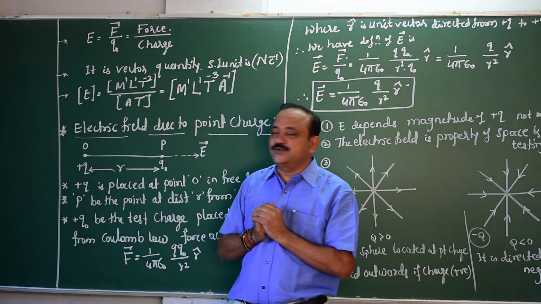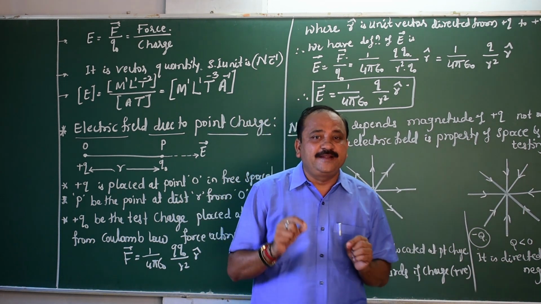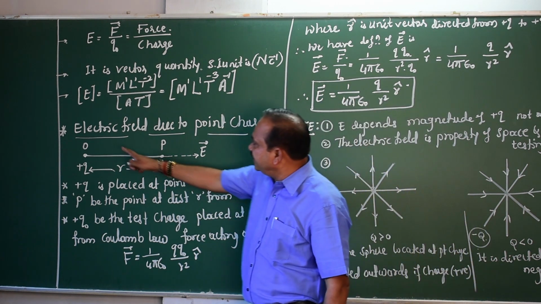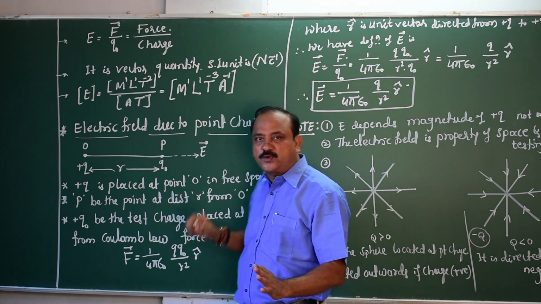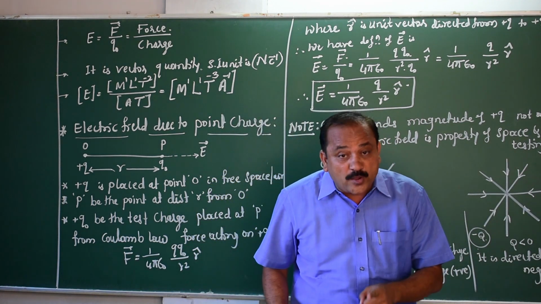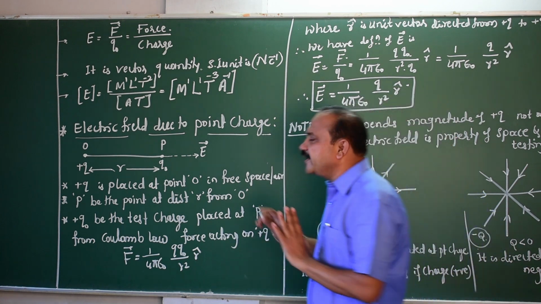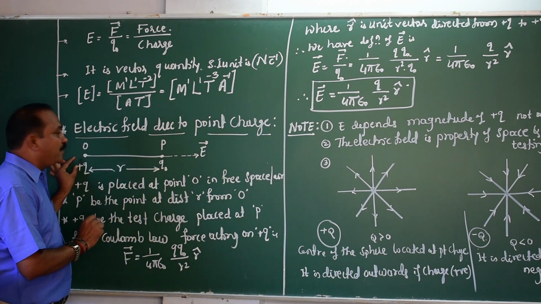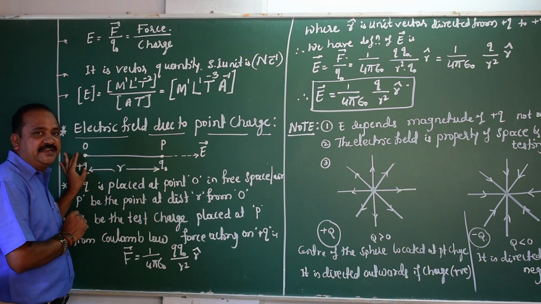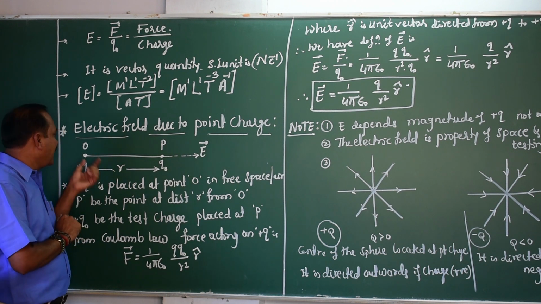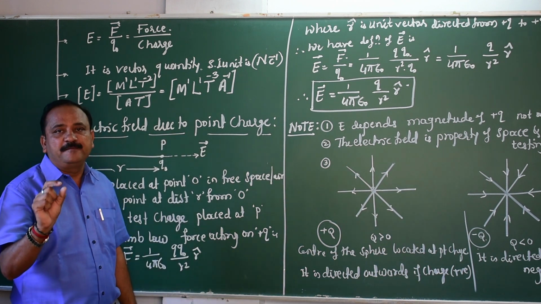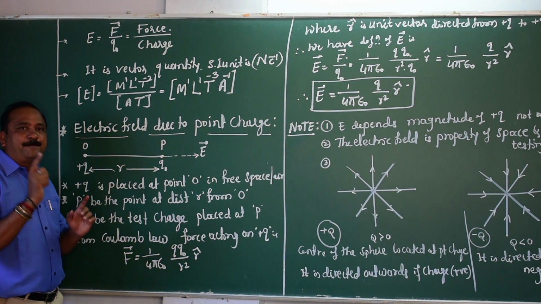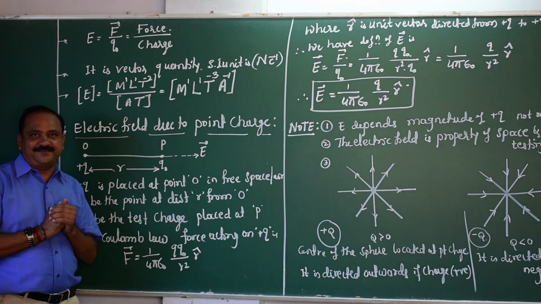Let me know what actually here: the electric field at a point due to a point charge. For example, the derivation of the electric field due to a point charge. For this, let us consider a point charge plus Q placed at O in free space.